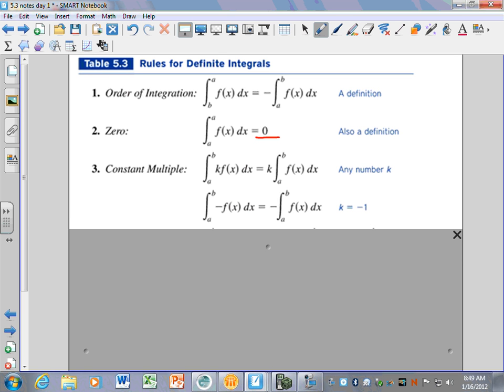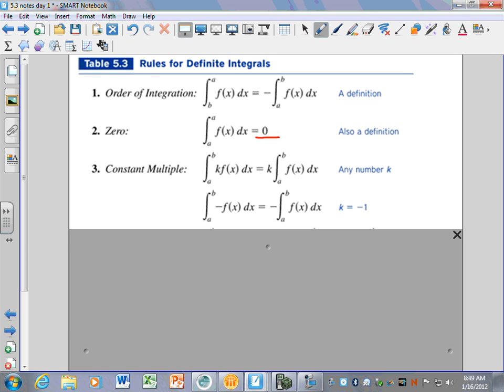Constant multiple, this one is the same as the other ones, which means I feel like we're good at this one already. Anytime there's a constant in front, you can always pull that out front and then multiply it back in after you evaluate the integral. And the same thing with a negative. A negative is just like a constant.